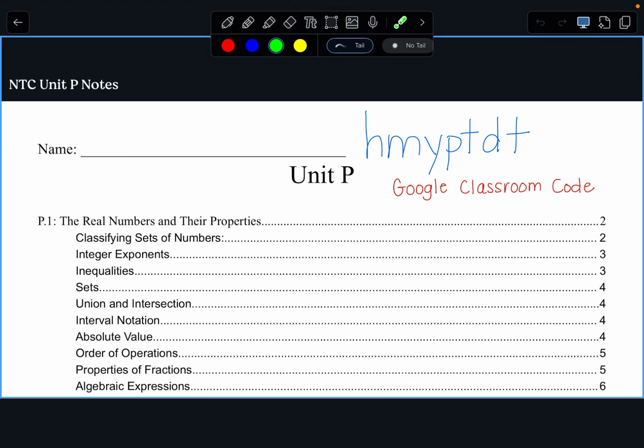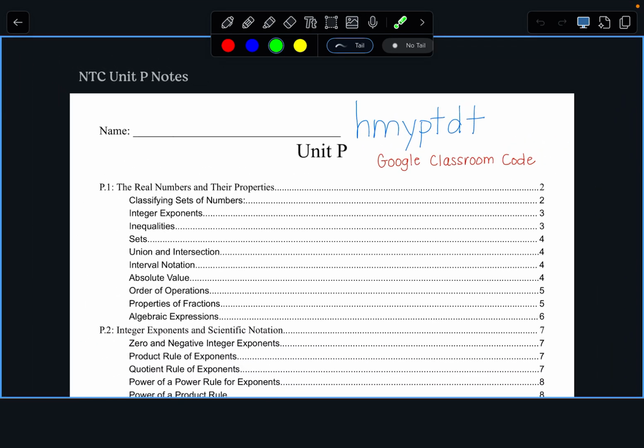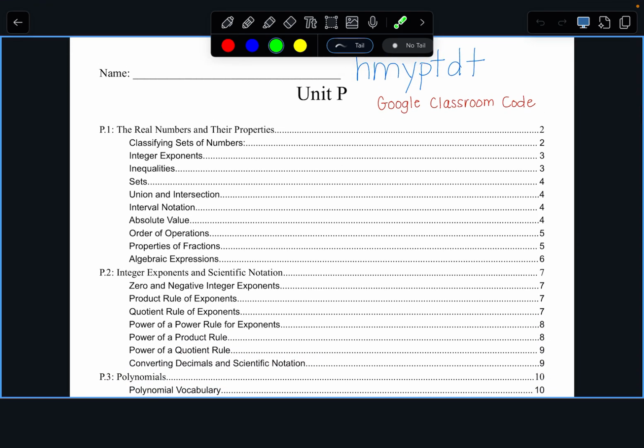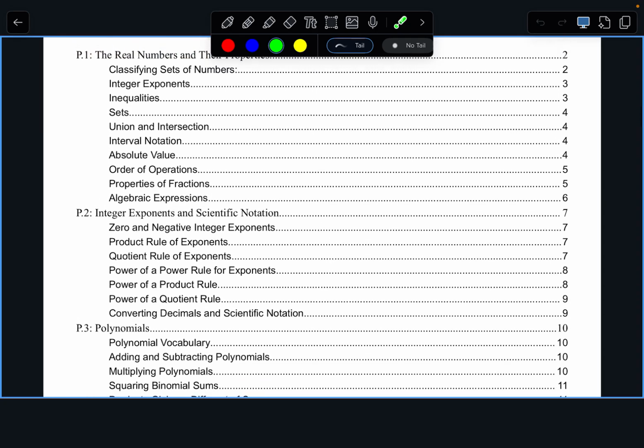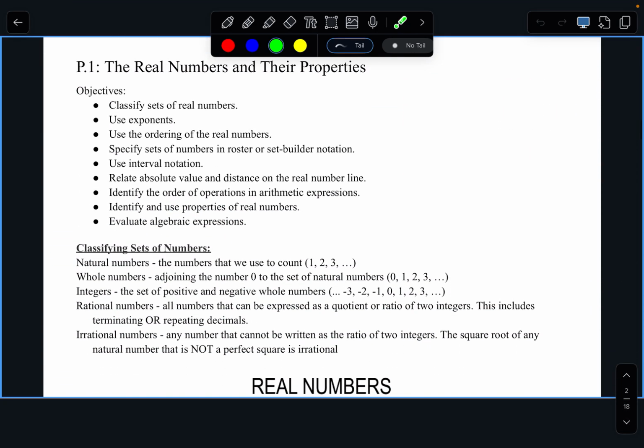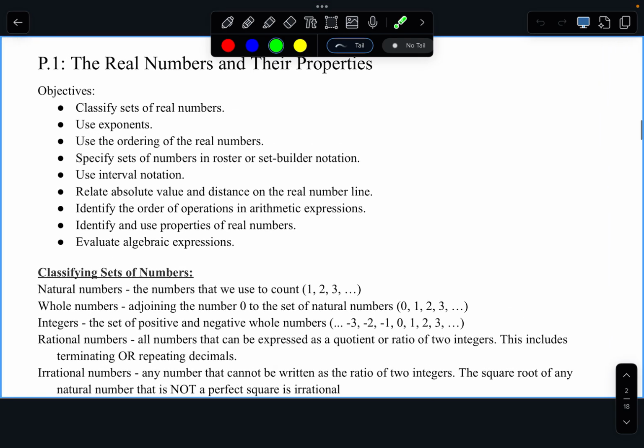So Unit P covers a lot of material. This is considered a lot of algebra basics that we should know, or we will know after we go over it. So if you turn to that first page, it's working on the real numbers and their properties. So we have some objectives of what we should be able to do when we're done with this first section.